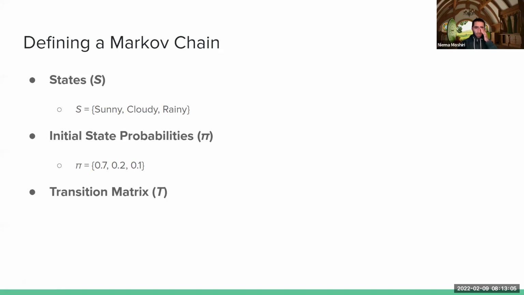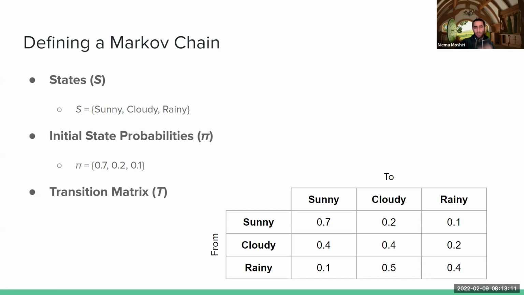Okay, and then we have to define the transition matrix. We have to define the probability of going from any of our states to any of our states. Those edges that I represented on the visual depiction of the Markov chain, I can represent in this table, this matrix, where the rows represent where I'm coming from and the columns represent where I'm going to. So for example, the probability of going from sunny to sunny is maybe 70%, from sunny to cloudy is 20%, from sunny to rainy is 10%, etc. Okay.